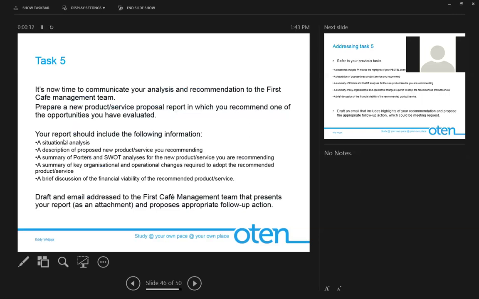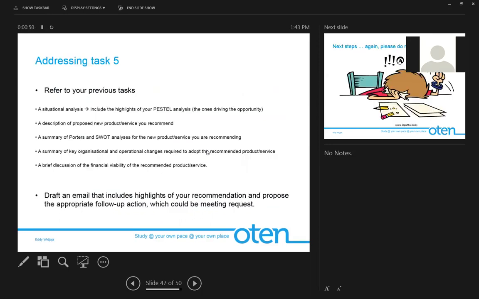Now, your communication should include these elements: the situational analysis, description of the product, summary of 405 forces and SWOT analysis, organizational and operational changes, and also brief discussion of financial viability, and draft the email. Okay, so what we need to do is to refer to the previous tasks. Okay, highlight your past analysis in your situational analysis. Describe the new product or service idea that you would recommend. If it is A, you describe product A. This is the product I would like to launch.